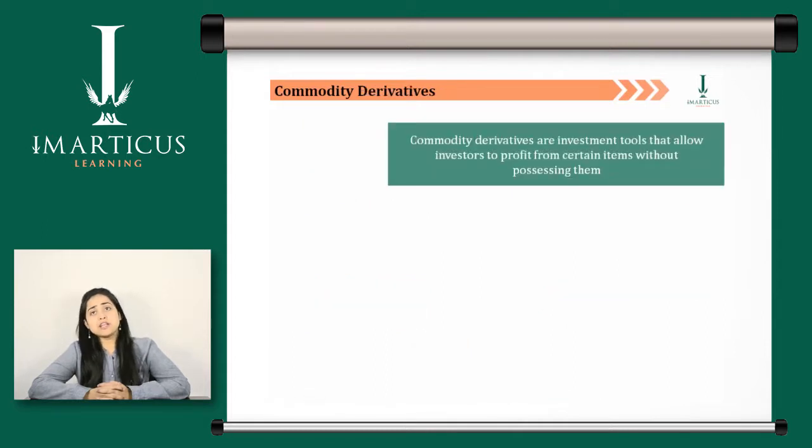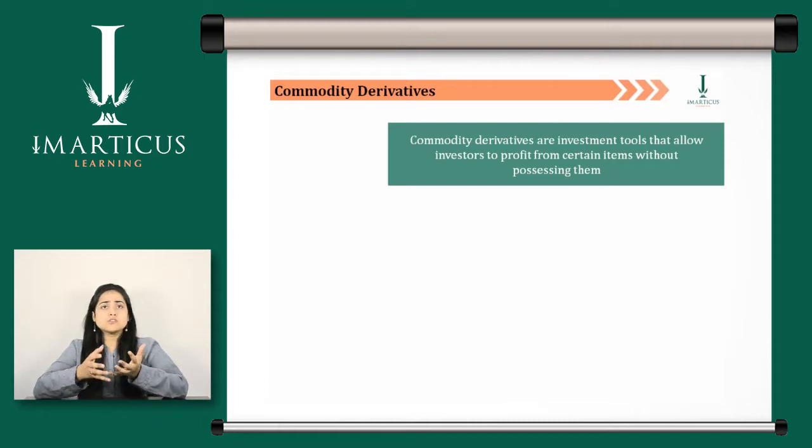Commodity derivatives are investment tools that allow investors to profit from certain items without possessing them. This type of investing dates back to 1848 when the Chicago Board of Trade was established. But this is nothing new. Commodity derivative markets have been in existence for centuries, driven by the efforts of commodity producers, users, and investors to manage their business and financial risk.